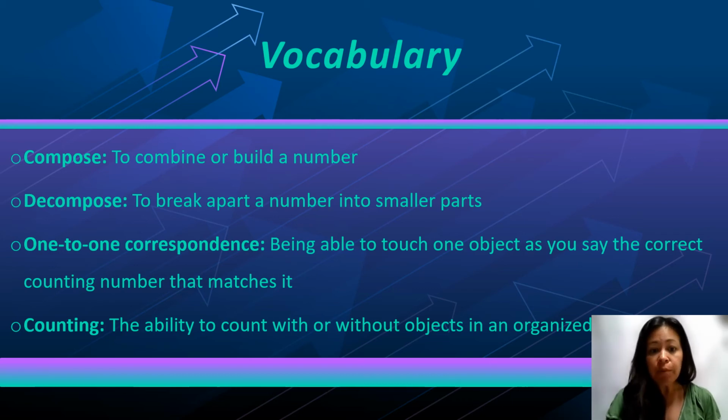Here we have compose, which we've already talked about, which means to combine or build a number. Decompose, which again we've already talked about, means to break apart a number into smaller pieces. One-to-one correspondence, we haven't quite talked about too much. That means when a student is able to touch an object as they say the correct counting number that matches. So within this unit, they're also going to be practicing their counting as they're putting together and taking apart those numbers. And then counting, which is the ability to count with or without objects in an organized way.